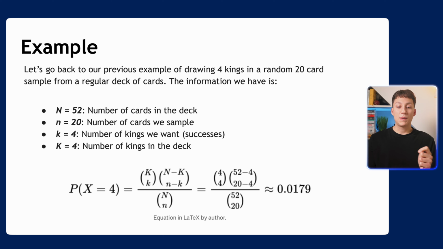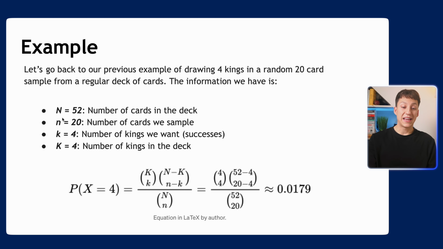In that case, remember, we want to know what is the probability of drawing 4 kings in a random 20 card sample from a regular deck of cards. So if we go through that bit by bit and break down what we have in our problem: a standard deck of cards has 52 cards, right? We were after 20, which is our sample, so it's little n equals 20.